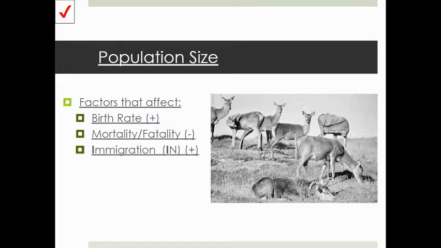We have immigration, that is organisms coming into an area. That will increase the population size. So immigration, population size goes up. Meanwhile, emigration means organisms are leaving the area. So if organisms are leaving the area, that decreases the population size. So immigration in, emigration out.